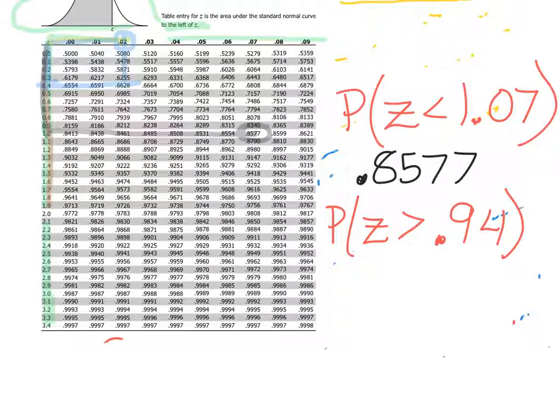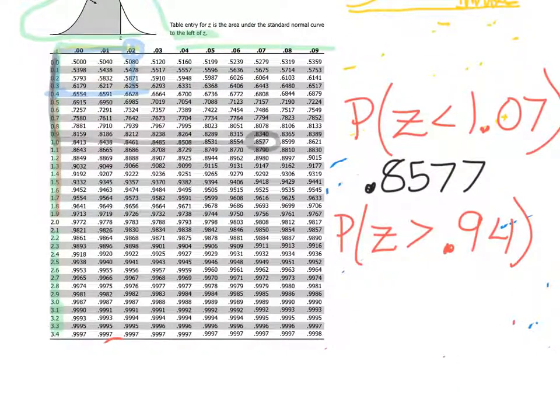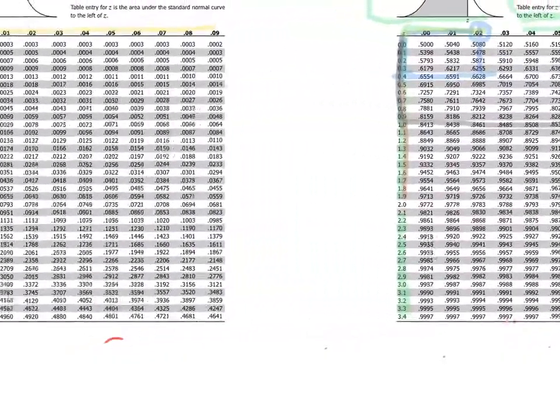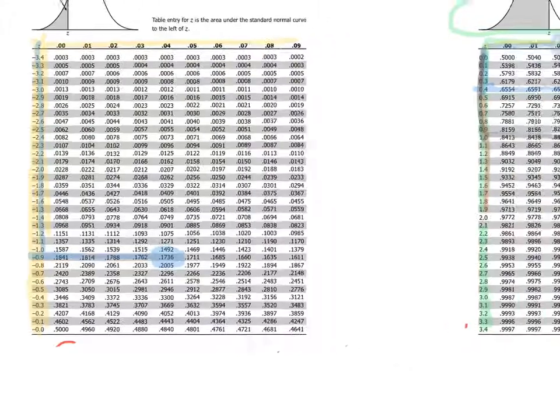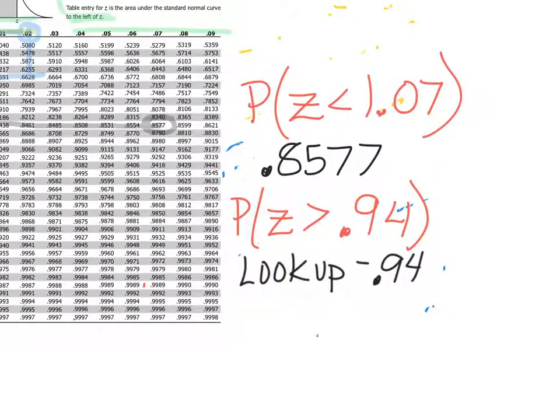All right, so my next one, area to the right of 0.94, I'm going to look up negative 0.94. So I'm going to go over to my chart over here and look up negative 0.94. Negative 0.9 is right here, and then 0.4 goes right here, 0.1736. It's not important for you to write it as a decimal or percent. Either way is acceptable.